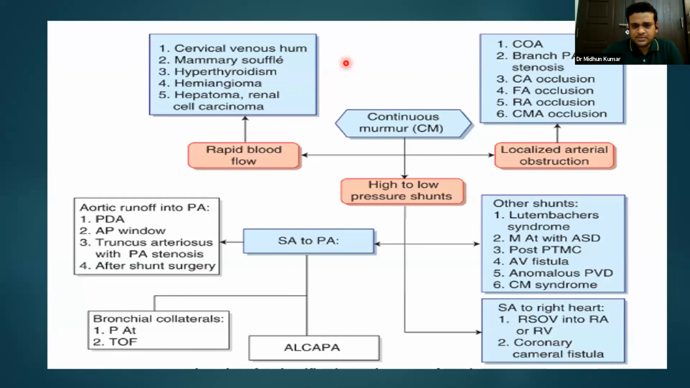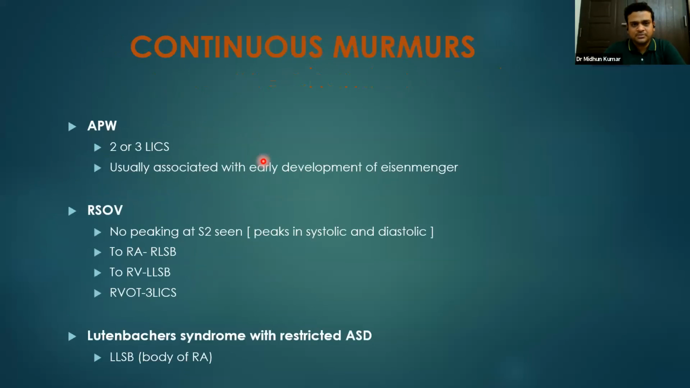Clinically, a continuous murmur can be due to rapid blood flow, localized arterial obstruction, or a continuous shunt between high and low pressure. So a loop back syndrome, a ruptured sinus of Valsalva, bronchial collaterals, an AP window, any branch stenosis of major arteries, or any increased blood flow through a venous system will produce a continuous murmur.